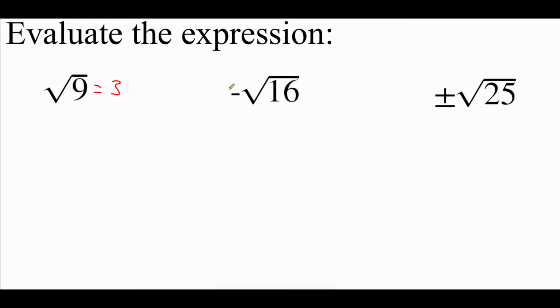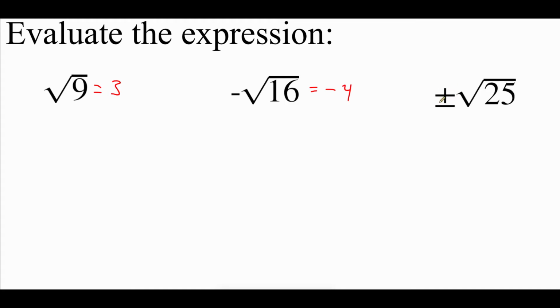But if we look at this second one, we've got a negative in front, which means that we want to find the negative answer or the negative square root. So the answer that we get is going to be a negative number, and we want to think about what number times itself would give us 16. And the answer there is going to be 4. 4 times 4 is 16, so 4 is the square root of 16, but again, because we have this negative in front, we want the negative square root.